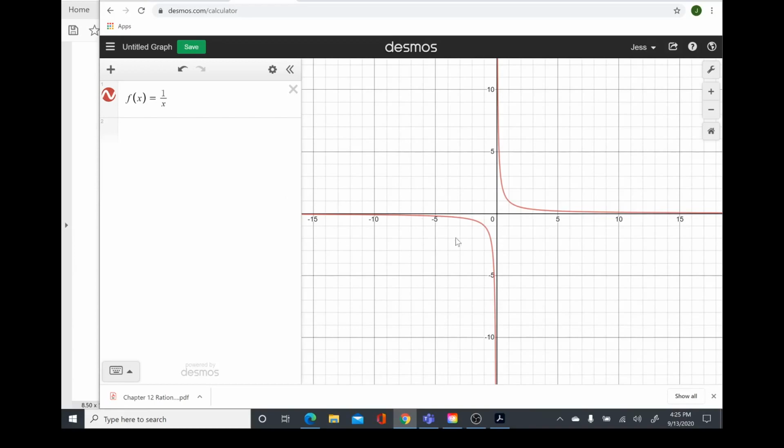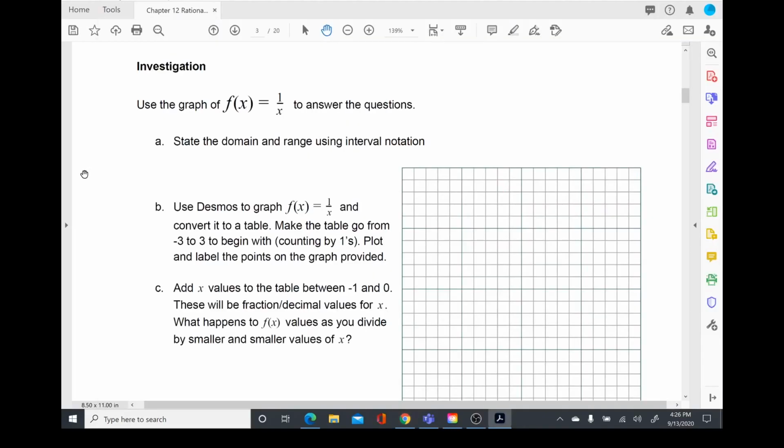And then our range, you'll see that it goes down and up forever. It is also from negative infinity to infinity, but not including 0. There's no way for the equation to output a 0. We'll explore that more here in a moment. State the domain and range in interval notation. So the domain is from negative infinity to 0, union with 0 to infinity. And the range is the same thing.